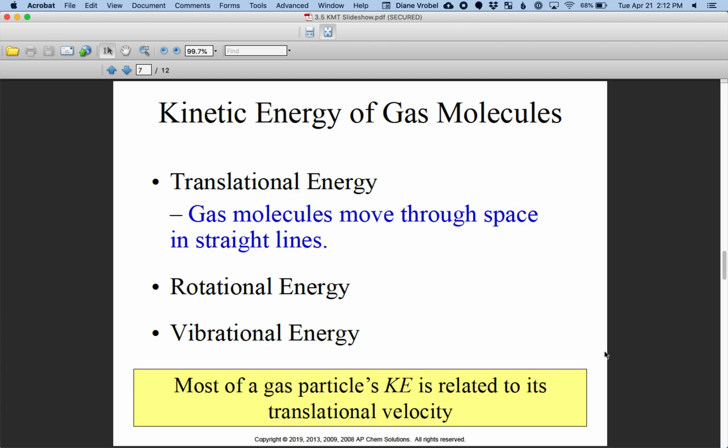Now, how does a particle within the gas move? We assume, like I said, they move in straight lines. They could be spinning or have rotational energy while they are moving. We're also assuming that they vibrate or they kind of shimmy back and forth as a part of that movement. Now, you would argue that most of the energy is taking place in the movement of straight lines.